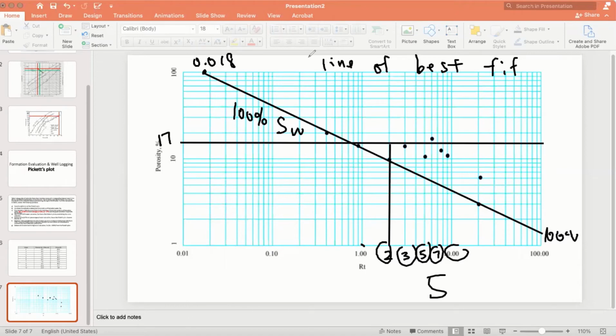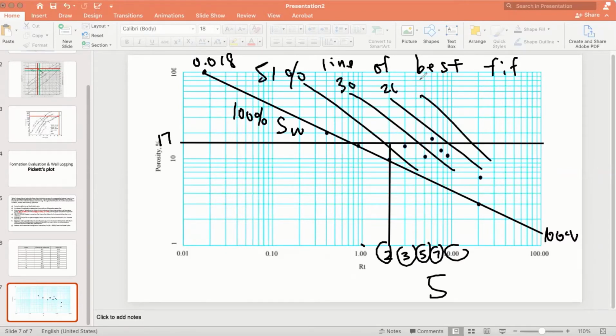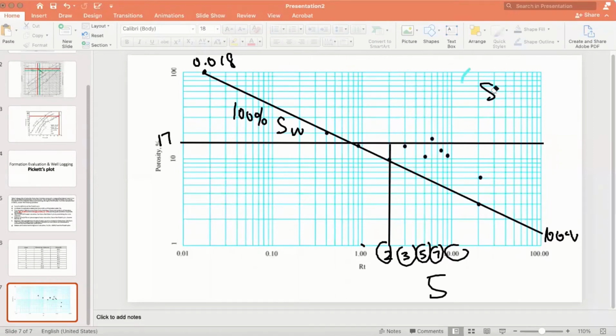For example, this is not accurate. Like for example, I have different lines here. So it represents different percentages, maybe 51, 30 something, 20 something, 16 something, different percentages of water saturation. All right. So yeah, that's why we have to use the resistivity given here.